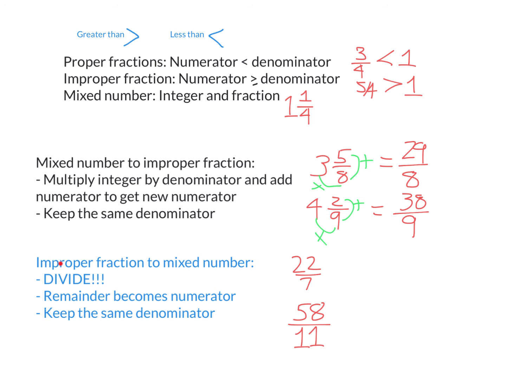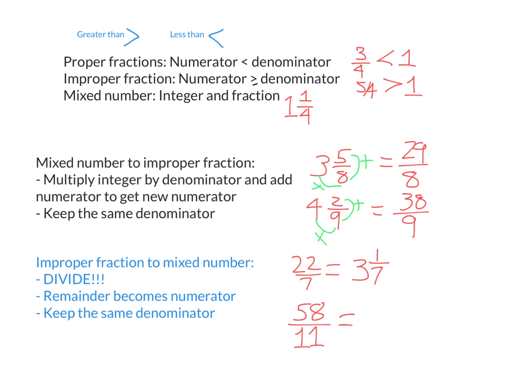So how do you go the other way? Improper fractions to mixed number. Well, it's all about dividing, because remember this line here says divide. So this is 22 divided by 7. 22 divided by 7 is 3. The remainder is 1. So that's our numerator, and we keep the same denominator. That's what these instructions mean here.